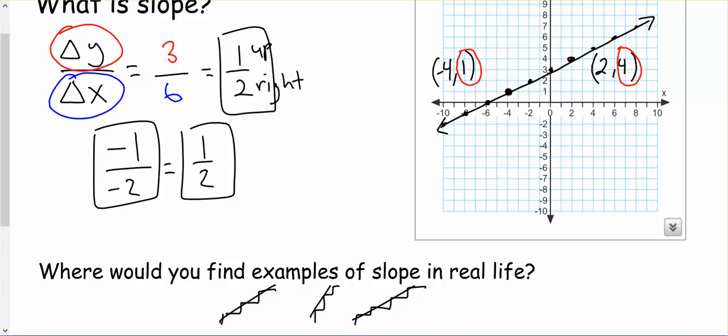Everything has a slope. Even what about a table? We'll talk about the slope of a table here in a little bit, but the slope of a table has a special slope to it.